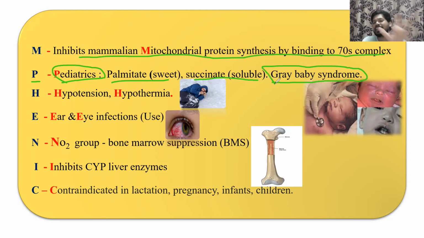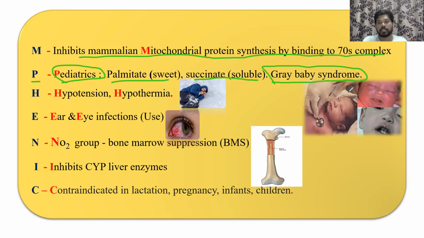Many times you get this routinely in competitive exams, maybe in your state pharmacist exams, drug inspector exams, NIPER exam, or GPAT exam. You will get the question simply: gray baby syndrome is caused by, and that is chloramphenicol. And you know, chloramphenicol is a protein synthesis inhibitor, and it binds to the 50S ribosomal subunit. So what is gray baby syndrome?